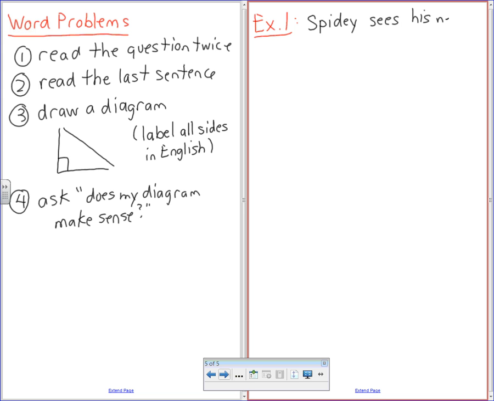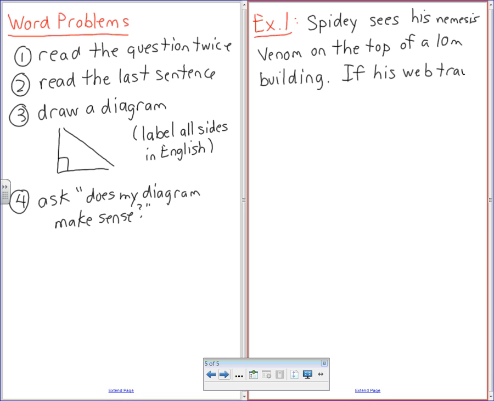So Spidey sees his nemesis, Venom, the enemy, on the top of a 10-meter building. If his web travels 14 meters, at what angle must he aim?